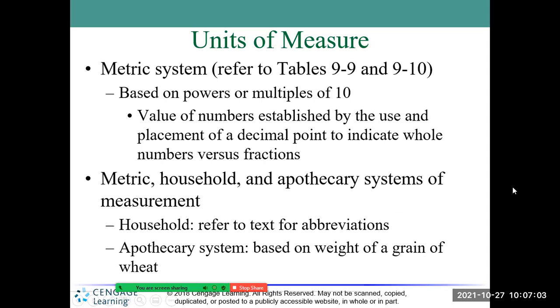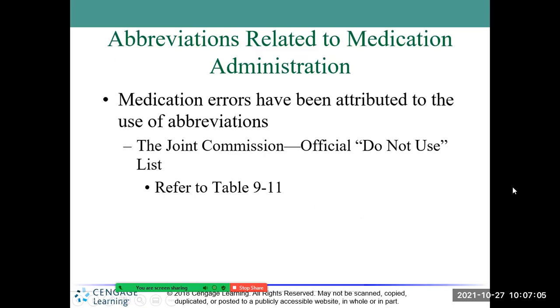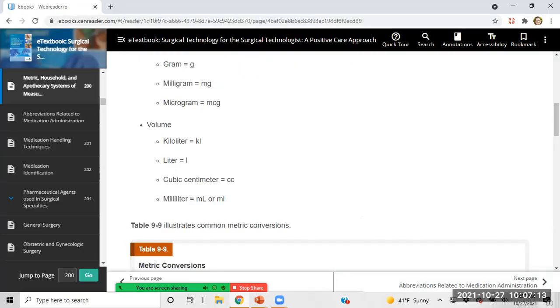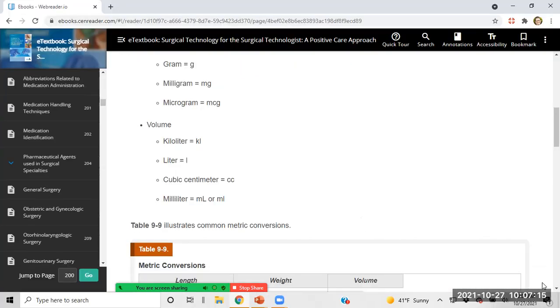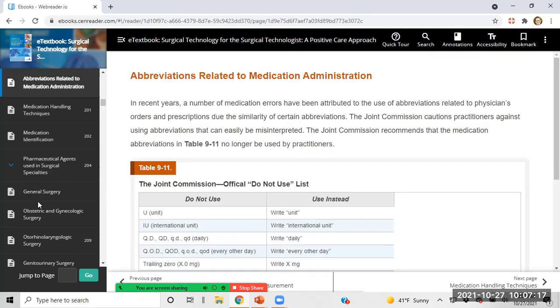There were all of those abbreviations that we just went over. Now, medication errors have been attributed a lot to some use of abbreviations. And so there is a do not use list. We do want to take a look at that.